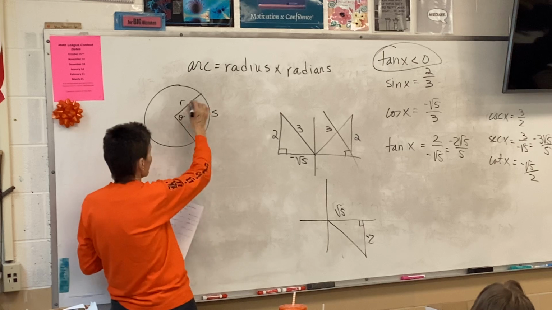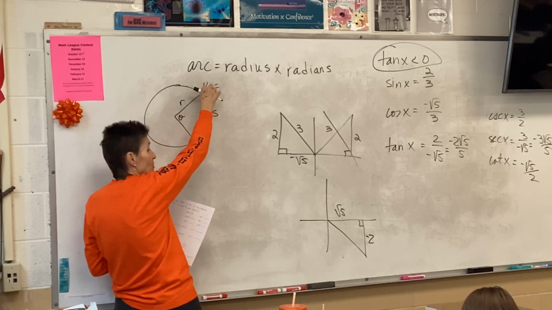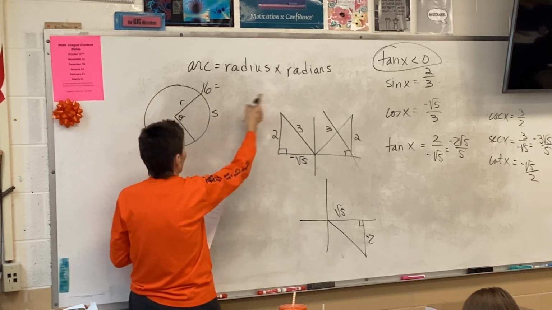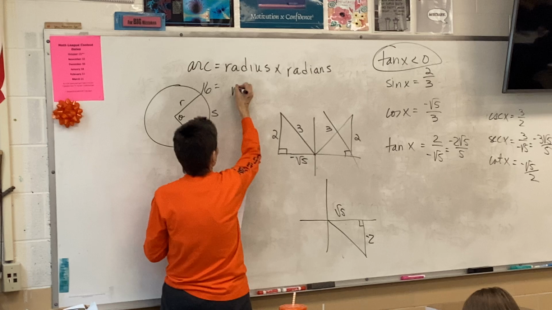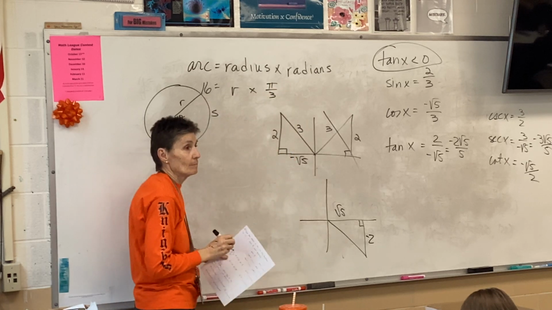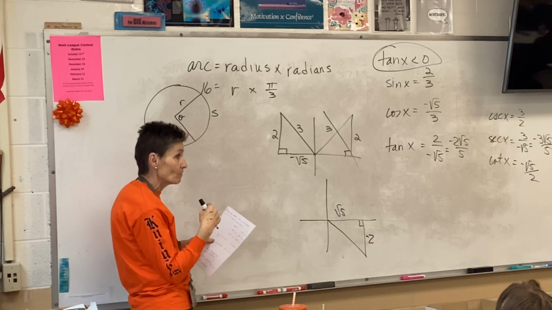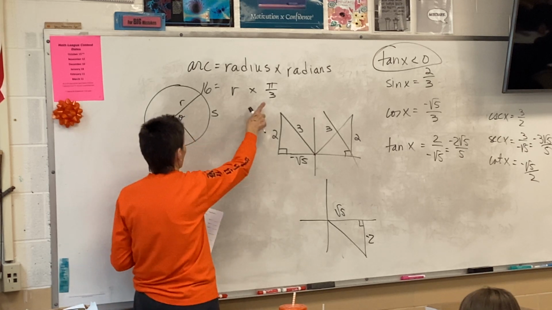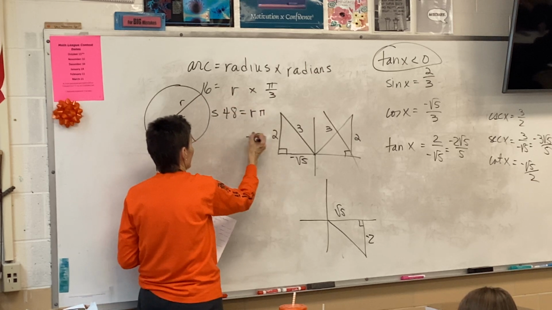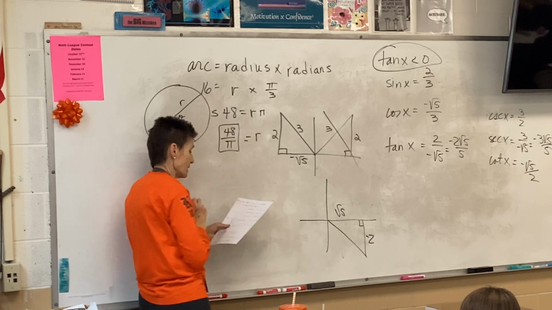Now, the first problem tells me that the arc length is 16, so that's the arc length. And theta is pi over 3. So I can either divide by pi over 3, or I could multiply by 3 and divide by pi. It makes absolutely no difference, but there's your answer.